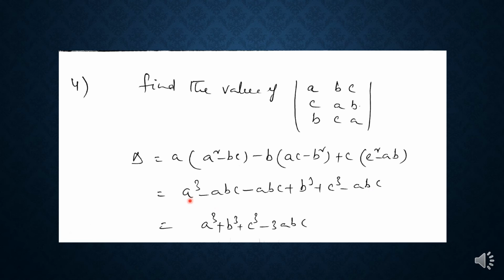So that is equal to A cube plus B cube plus C cube minus ABC minus ABC minus ABC, that is minus 3ABC. So the value of this determinant is A cube plus B cube plus C cube minus 3ABC.